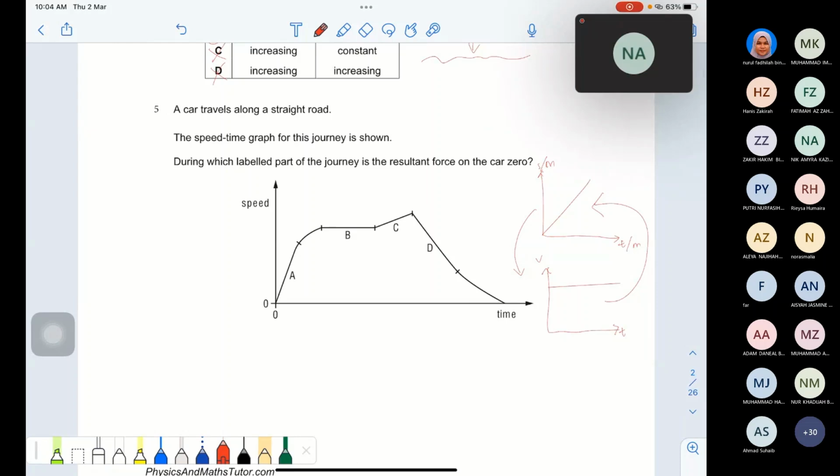A car travels along a straight road. The speed time graph is shown. During which level part is the resultant force on the car zero? Okay. Ini kena belajar tentang resultant force. Kejap lagi kita pergi balik soalan ni.